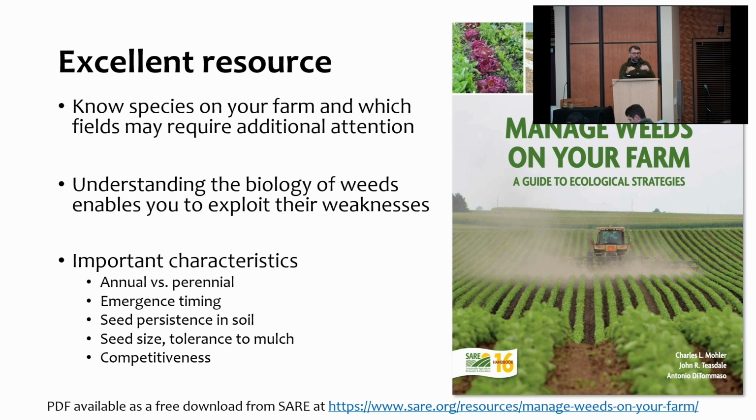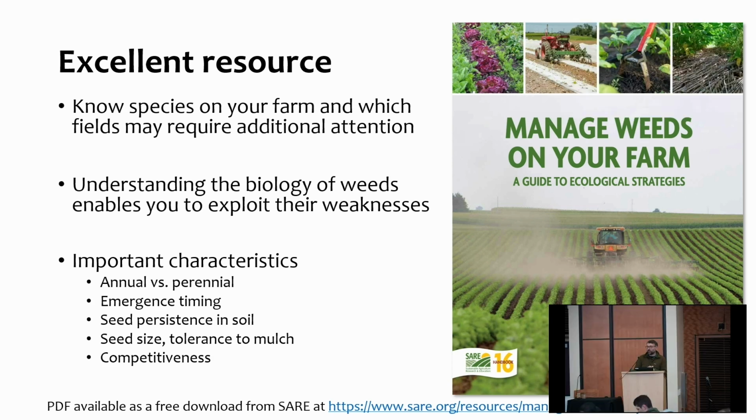And then those important characteristics in that section that goes through the different species. There's information, of course, the first one, annual versus perennial. That's a huge one, right? You want to make sure you know that. Emergence timing. That's something else that's really important. Once you know the emergence timing of the species that you're dealing with, you can better manage those species.